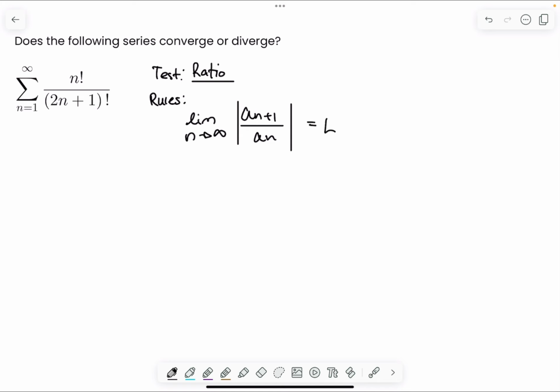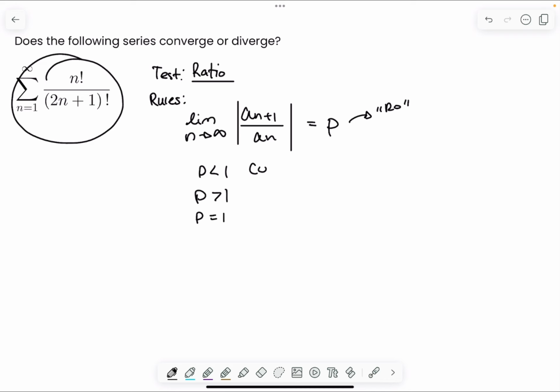and that's going to be equal to a limit, or at Rutgers we say rho. Even though it looks like a p, we pronounce it as rho. And so the rule is: if rho is less than 1, rho is greater than 1, rho is equal to 1, then this series converges absolutely, diverges, or it's inconclusive, meaning try another test.